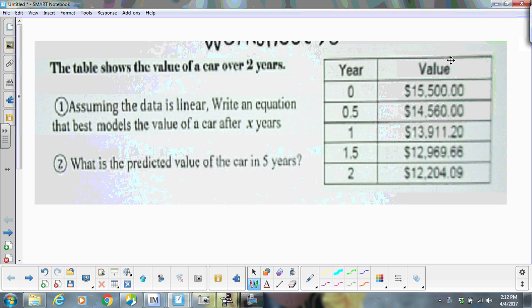All right, so let's work through several of your homework problems for today. I'm going to start with problem number 1. Assuming the data is linear, write an equation that best models the value after X years.